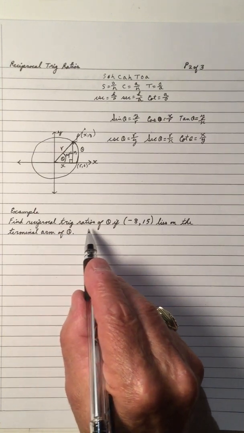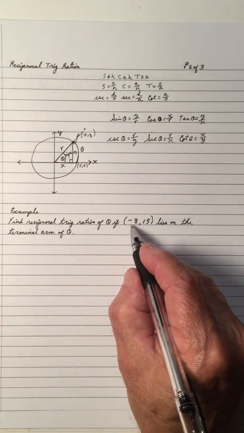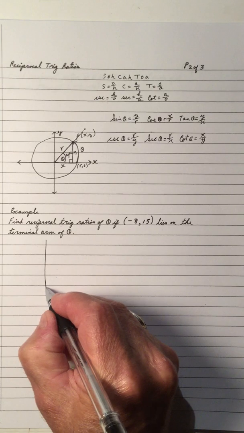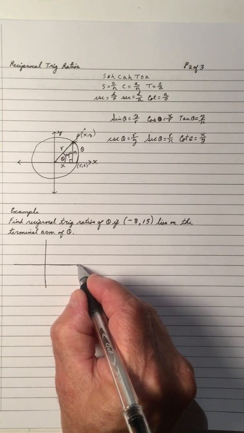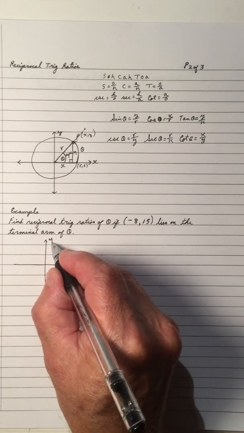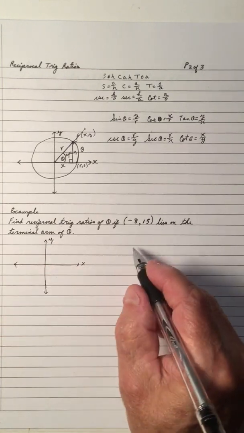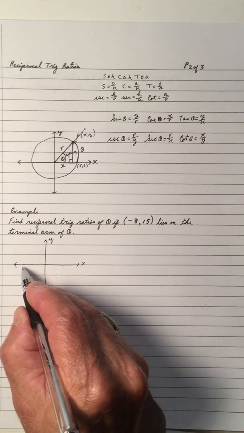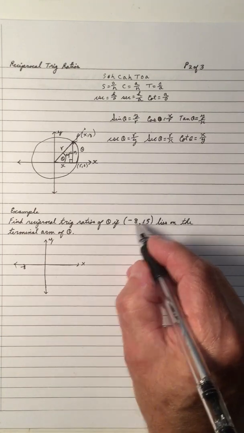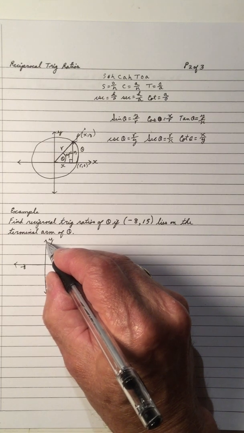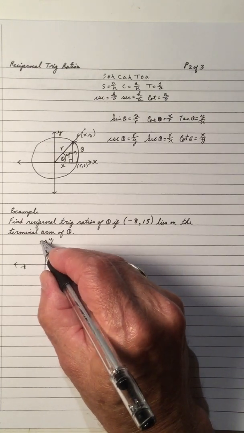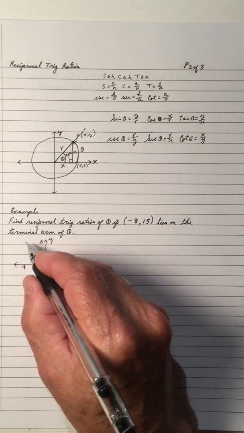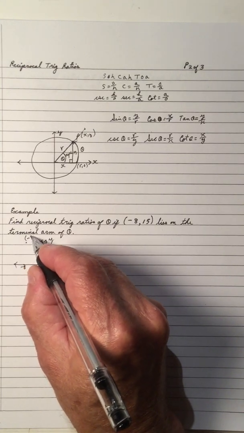Find the reciprocal trig ratios of theta if the point -8, 15 lies on the terminal arm of theta. Okay, well, let's draw the XY axis. Not going to be accurate, don't have to be accurate, just going to draw the illustration. The point is -8, so let's go over here, pretend -8 units to right here. And y is 15, so let's go up 15 units, and let's pretend 15 is up right here. So the point, x is -8, y is 15, so that point lies right there. So that's -8, 15.